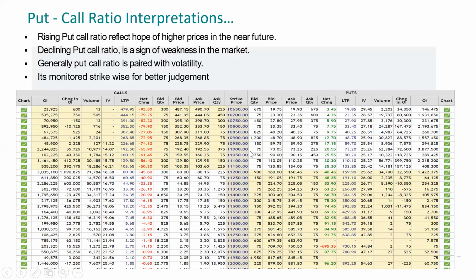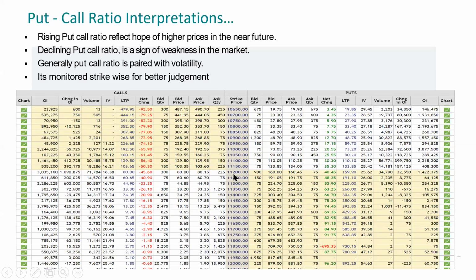So PCR is what? Pick any strike. Let's say I'm picking the 11,200 strike now. How will I calculate PCR? It is the total number of put contracts. If you can see this OI column, this is the total OI for puts at the 11,200 strike and this is the total OI for calls. So PCR is calculated as the total number of put contracts divided by the total number of call contracts. This is how the PCR is calculated.